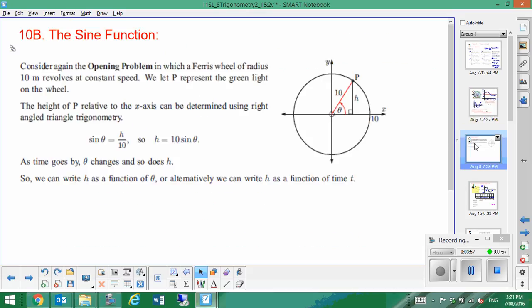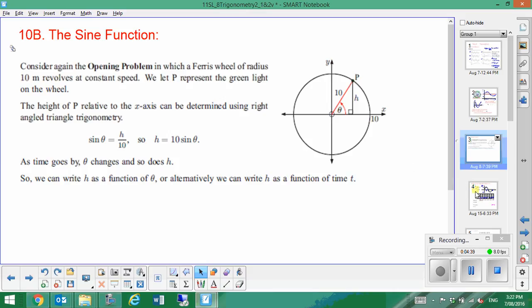In 10B, we go on and look at this in closer detail, and here's our point. We're now starting to draw this as a point on a circle. It's not the unit circle here because the radius is 10, because that was the radius of our Ferris wheel. But we can remember from SOHCAHTOA that sine theta is h over 10. So the height is 10 times sine theta. So now this is another way that we can come up with that expression for the height as a function of theta. And how does that height vary?